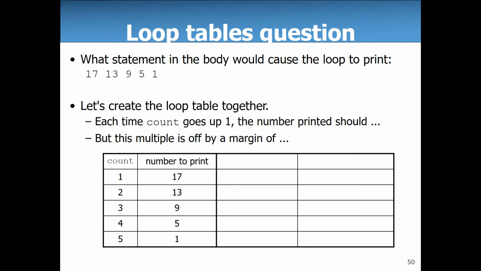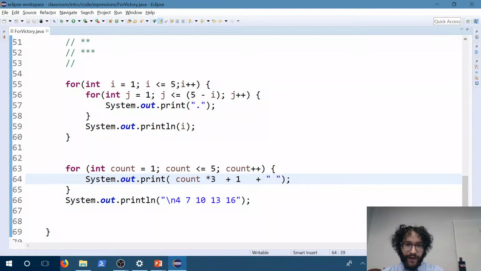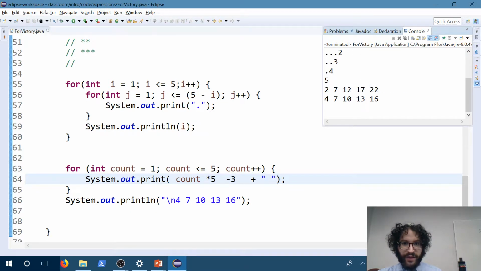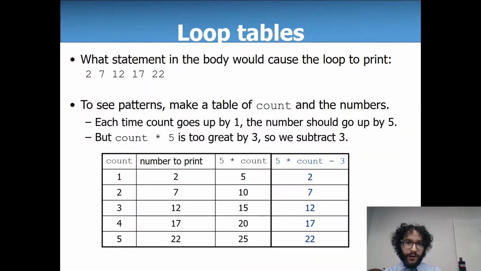All right. So let's go ahead and just show you that one. 5 minus 3 would get us 2, 7, 12, 17, which were the values we want for this one.